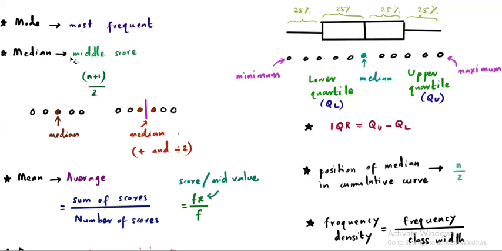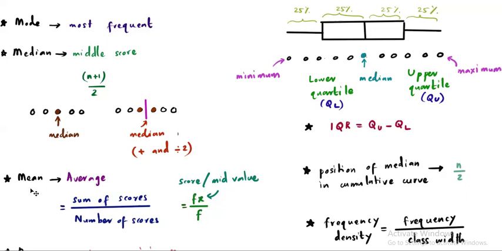So mode means the most frequent score. Median is the middle score. So when a set of scores are given like this, to find the median, you add the total number of scores with a 1, and then divide it by a 2, that will give you the position of the median. So if you have an odd number of scores, then it will give you an exact location of the median. But when you have an even number of scores, you need to find the average between the two scores that are in the middle. So that is, you need to add them together and divide it by 2.